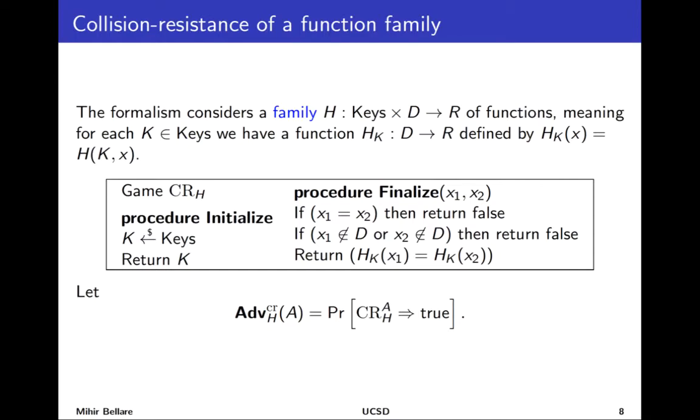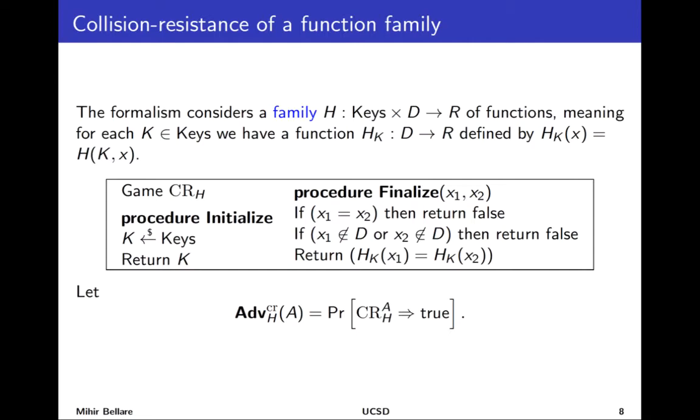We know what a family of functions is. We've seen it a few times. Block ciphers and PRFs are examples, but there are many other examples. All it means is that it's a two-input function. The first input is from a space or set called keys, which functions as a key, and the second input is from some other input set D, and it outputs in some range R.